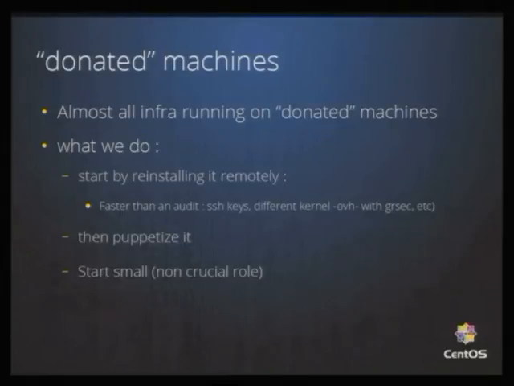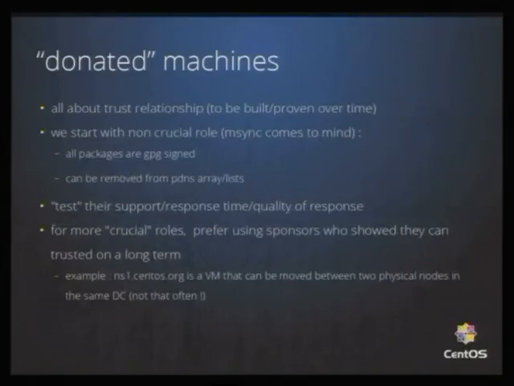What we do is that we start small, because the first thing we have to do is try to build a relationship with the company willing to sponsor us. Because as I said, sometimes you don't know the company, so we have some random guy somewhere willing to sponsor a project, so we have a machine. We start with something really non-crucial, like I mentioned the Msync role, so a mirror machine. We start with that because what can happen? There is no data, there is nothing in it except packages, which are GPG signed, right? So at the moment we start with something like that.